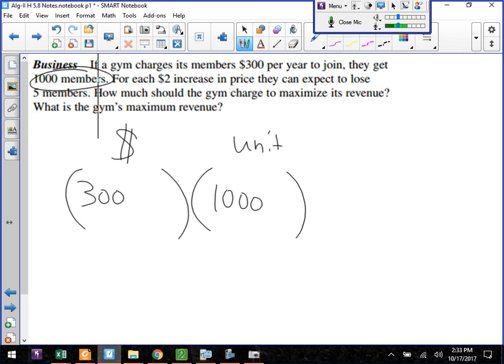Now it says for each increase of $2, you expect to lose 5 people. That multiplier of 2 just means if I increase it one time, it goes up to $302. If I increase it twice, it goes up to $304, and so on and so on. So this still gives you total revenue.